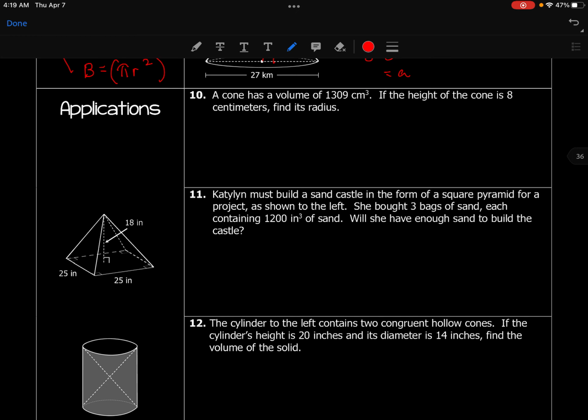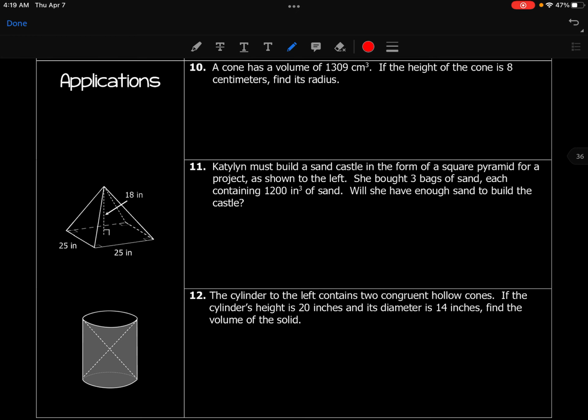Lastly, let's talk about the application. For the application, you should break down the volumes into separate shapes. For instance, number 12. The cylinder to the left contains 2 congruent hollow cones. So the hollow cones are here and here. If the cylinder's height is 20 inches and the diameter is 14, so the here to here is 14, find the volume of the solid.